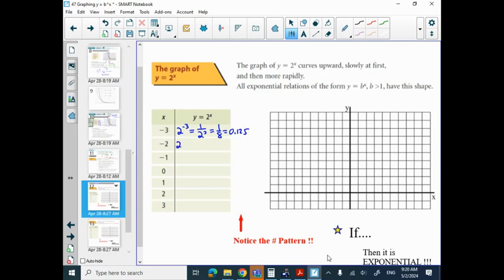And then 2 to the power of -2, similarly, equals 1 over 2 squared, which is 1 over 4, which is 0.25. 2 to the power of -1 is 1 over 2 to the 1, which is 1 over 2, which is 0.5. 2 to the power of 0 equals 1. 2 to the power of 1 equals just 2. 2 to the power of 2 equals 2 times 2, which is 4. And 2 to the power of 3 gives us 2 times 2 times 2. I'm just showing extra steps here, but you obviously don't need to do all that.